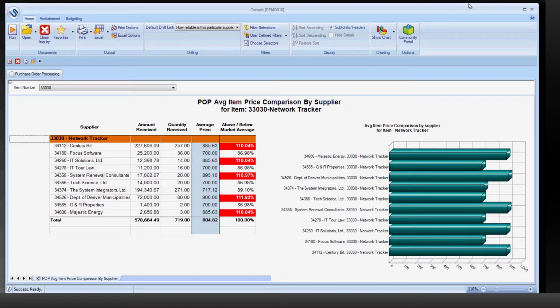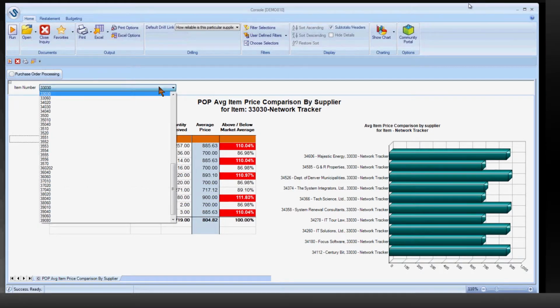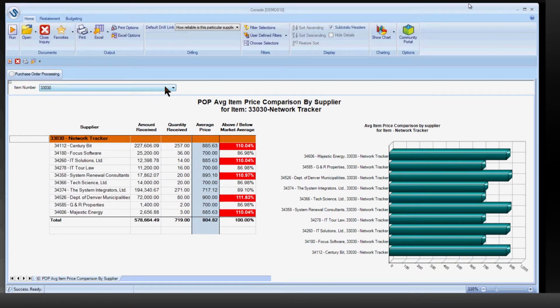Now, by the way, it would take on average about 30 minutes for a power user, a business professional, to create the view that we're looking at, and then with the click of one button, publish it out to the typical casual business user as I am at this moment. Now, what this enables me to do is to pick anything off of my item master and look at the average price that I'm paying for that item across all of the vendors that supply it to me.